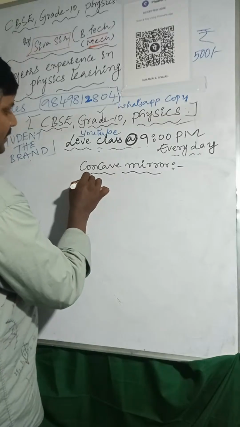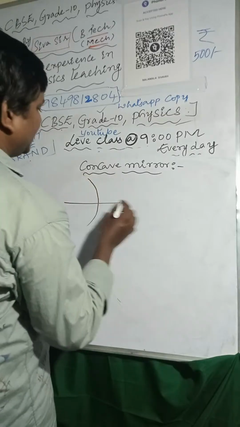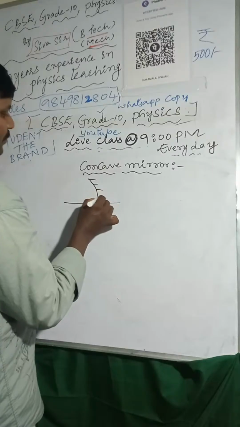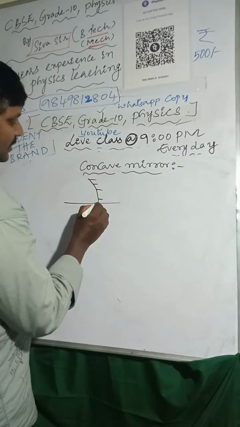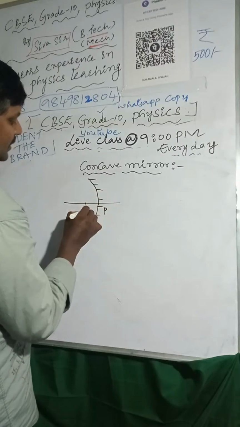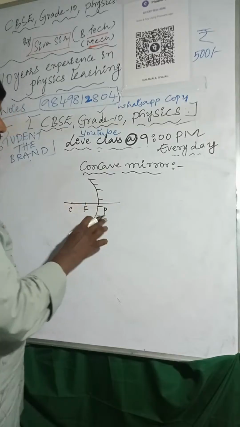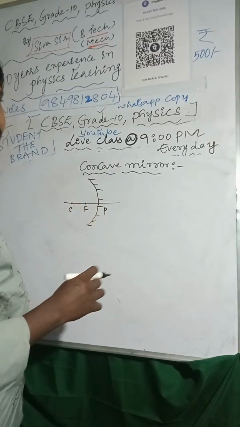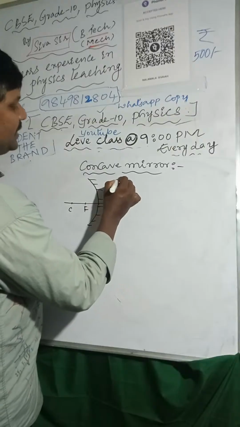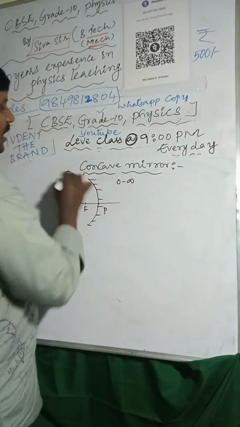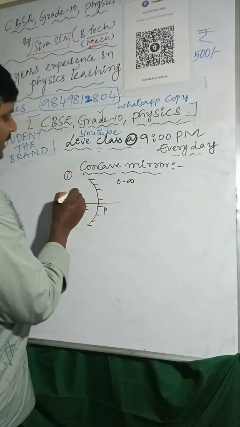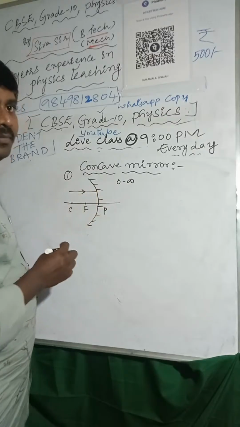So I am considering this one. First, we can take the pole, focus, and center of curvature anywhere. So this is the pole, focus, and center of curvature. So one light ray I am taking. The object is at infinity. One light ray I am taking like this.